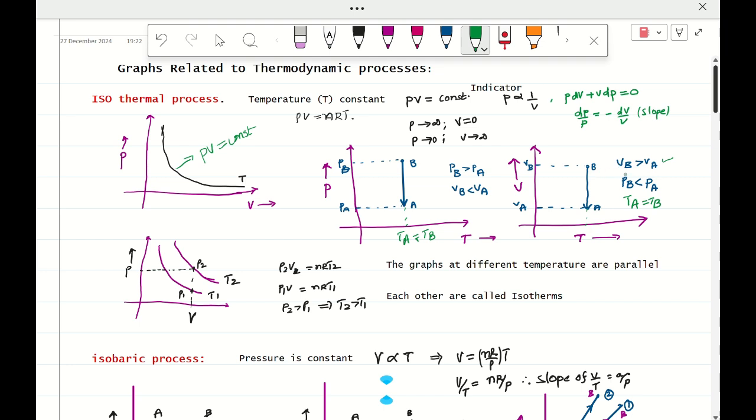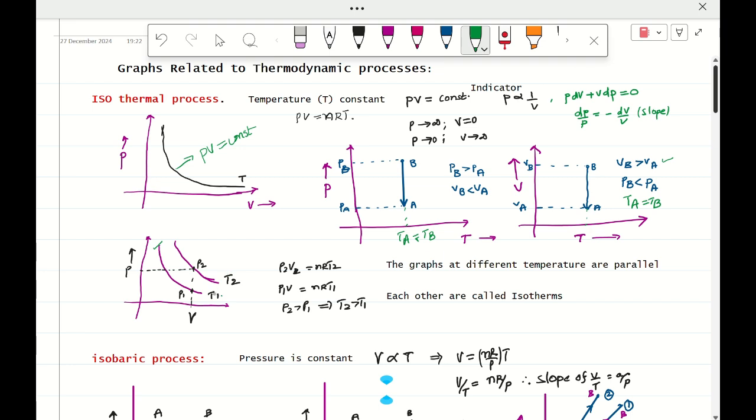P and V are inversely proportional. Therefore VB is greater than VA, PB is less than PA. That is all. Whereas coming to the PV graph, this is the graph of one gas expansion. Now pressure decreases, the volume is increasing. So that is work done on the surroundings by the system. Volume increasing means work done by the system, so positive work done. At constant temperature, pressure is decreasing and volume is increasing.